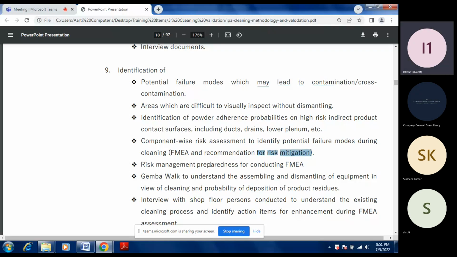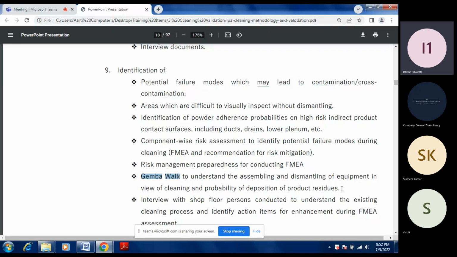Risk management: pre-readiness for conducting the failure mode effective analysis. Gemba walk: somebody will come and ask something about that particular equipment, because there may be some possibility of error or technical issues. All those things should be covered in the failure mode effective analysis. In the Gemba walk, they understand the assembling and dismantling of the equipment, the cleaning, and the possible deposition of product residues. As we discussed, we should have the operational and cleaning procedures available during the preparation of the failure mode effective analysis. So what do Gemba walks do?